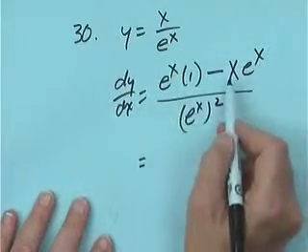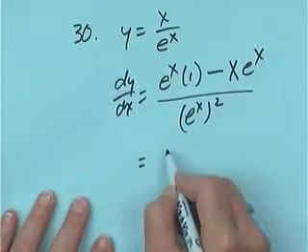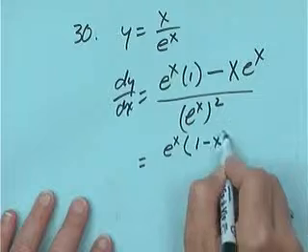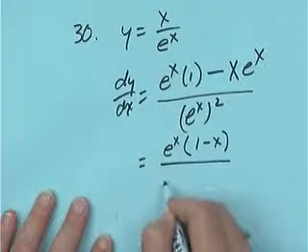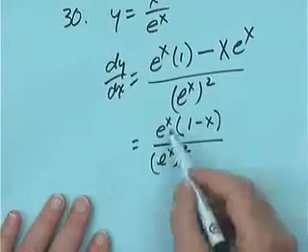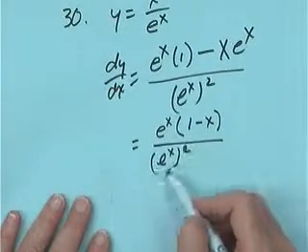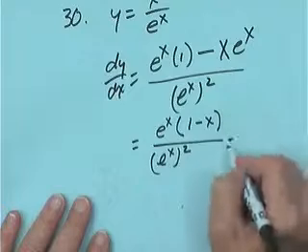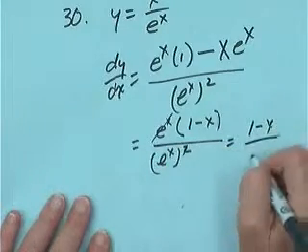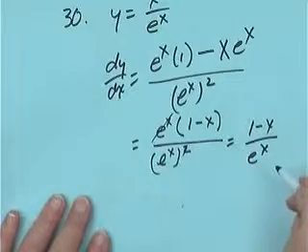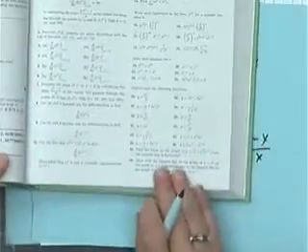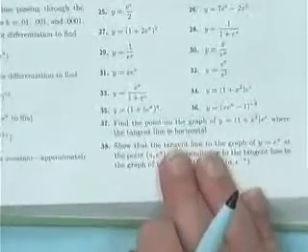How does the numerator factor? e to the x times 1 minus x. And in the denominator, I have e to the x squared. And what's going to happen with the e to the x over e to the x squared? Okay, so this one divides out with one of those, so it's 1 minus x over e to the x. Are we good? Okay.